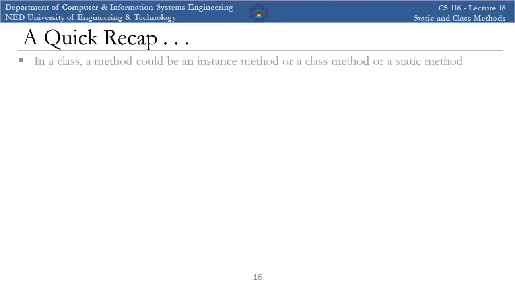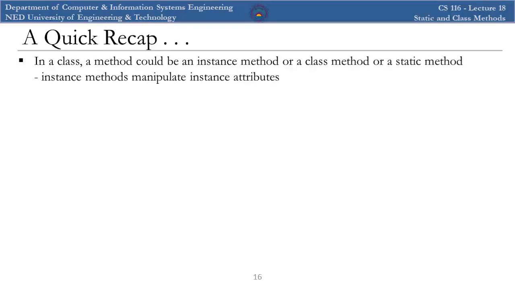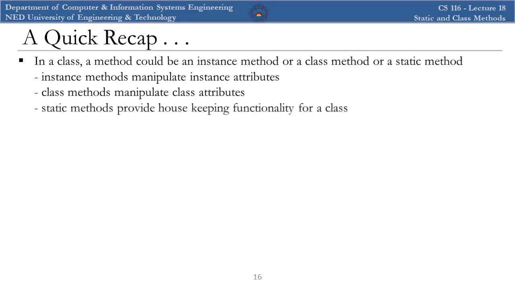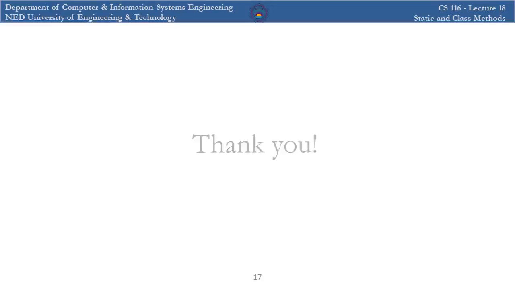So what we did in today's lecture, we saw these three types of methods: instance methods that are there to manipulate instance attributes, then class methods that are there to manipulate class attributes, and then we can define some static methods also, for some common functionality or housekeeping functions for a class. In the end, we did an example which helped us revise the concept of overloading operators as well as the use of these static methods. That's all for today's lecture. Thank you.